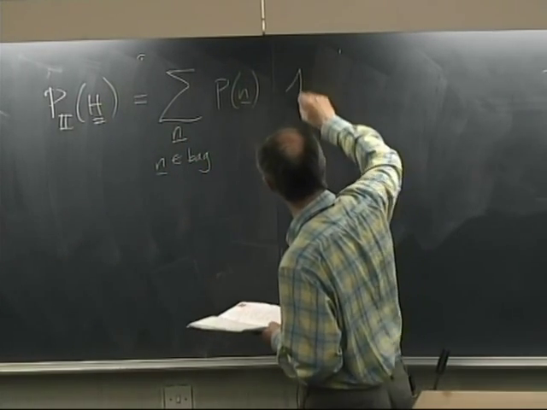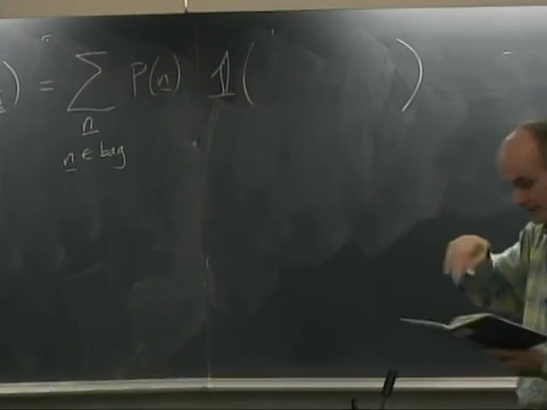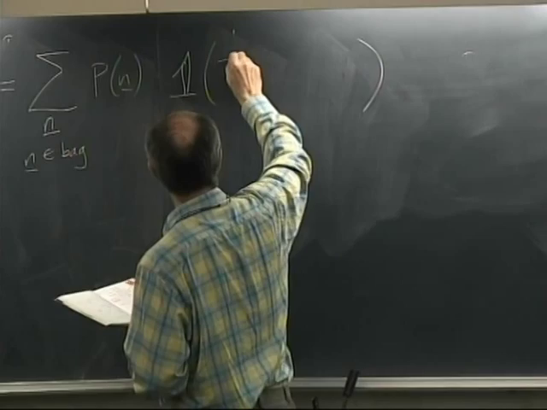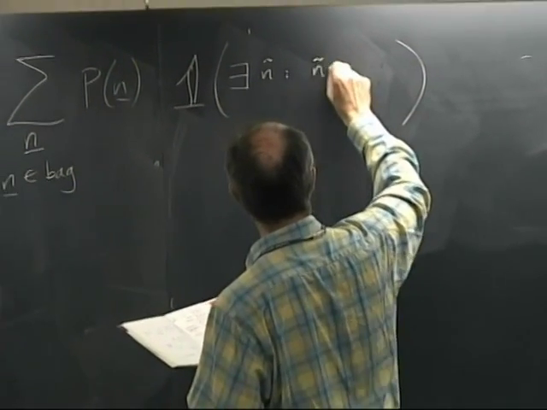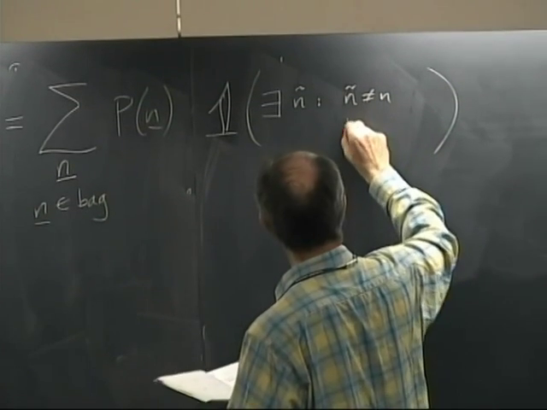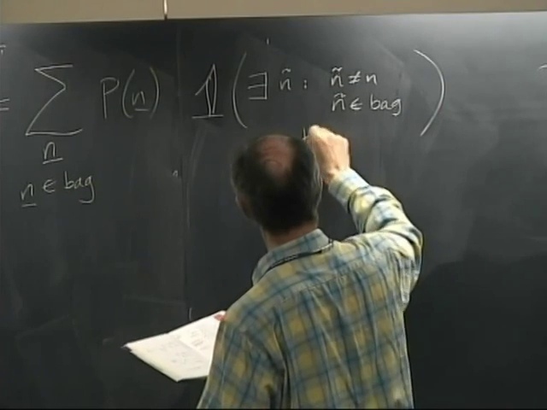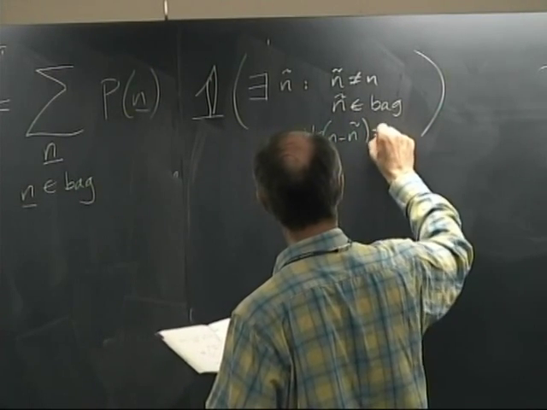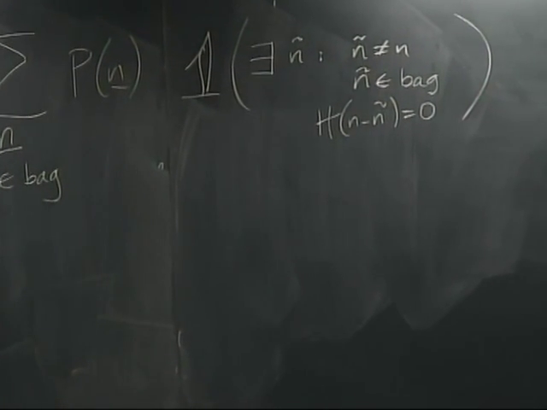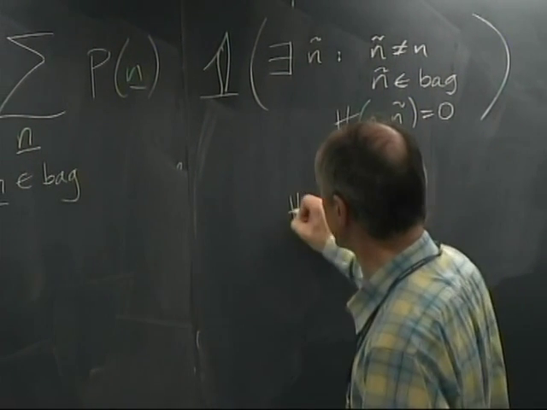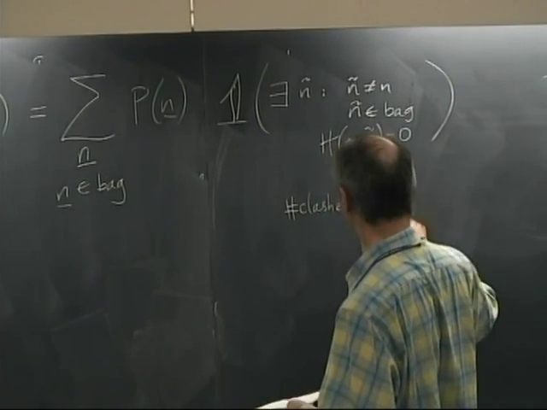So I'll introduce a function called 1, which is 1 if the thing in brackets is true and 0 otherwise. So 1 if there exists an n twiddle such that n twiddle is not the same as n, n twiddle is in the bag, and h times n minus n twiddle is 0. So this is the function which is 1 if the number of clashes that we've got for the noise vector that actually happens is bigger than or equal to 1.